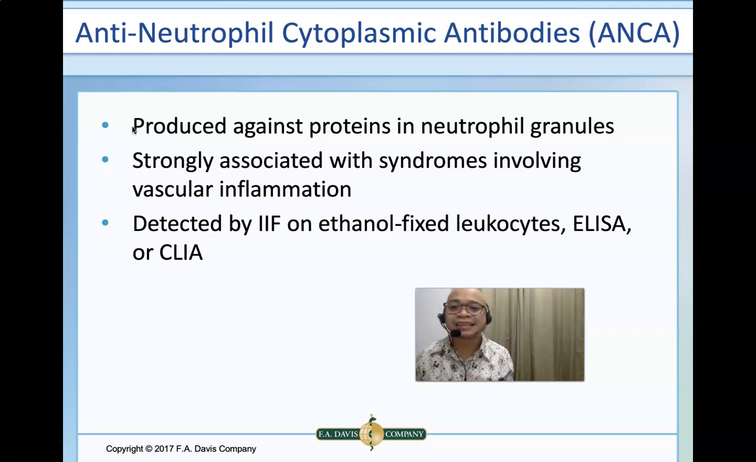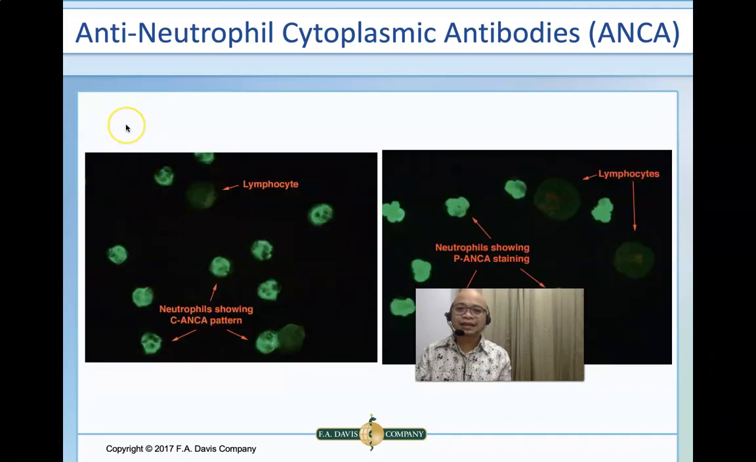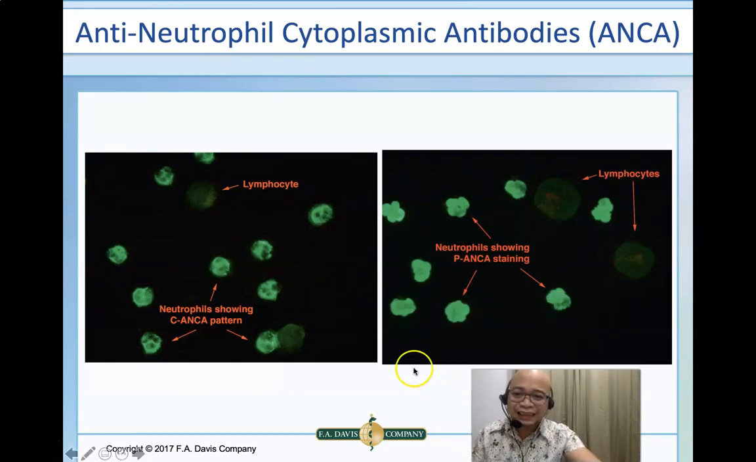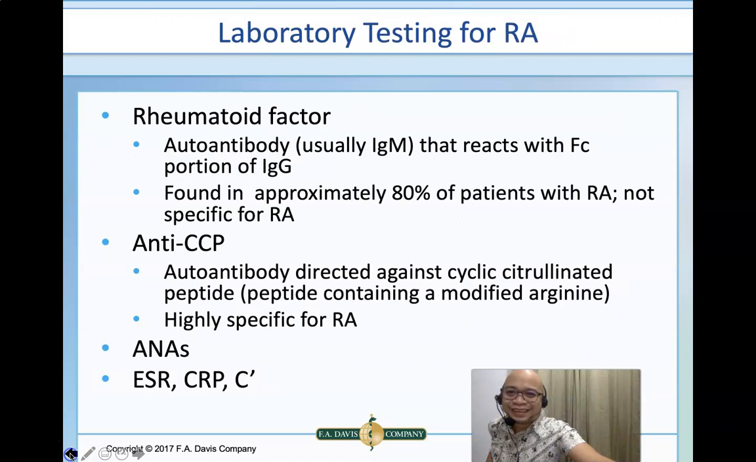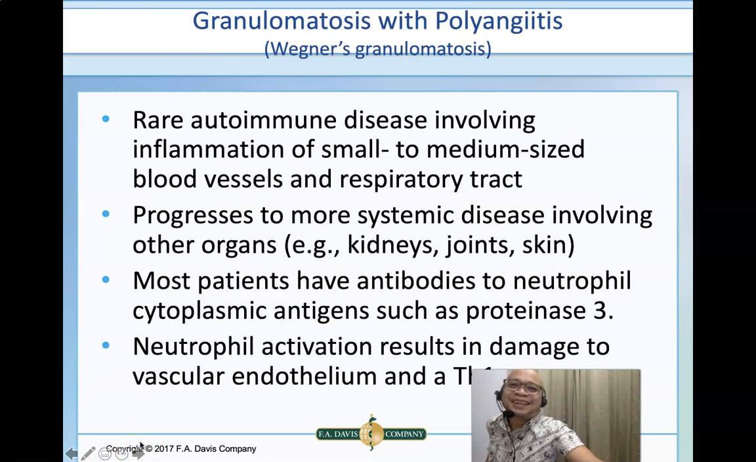As you can see here, it is detected by indirect immunofluorescence on ethanol-fixed leukocytes. We can also assay this using enzyme-linked immunosorbent assay or chemiluminescent immunosorbent assay. Okay, so as you can see, this is the illustration of a cell that has been positive with the ANCA pattern. Okay, so this person may have Wegener's granulomatosis.